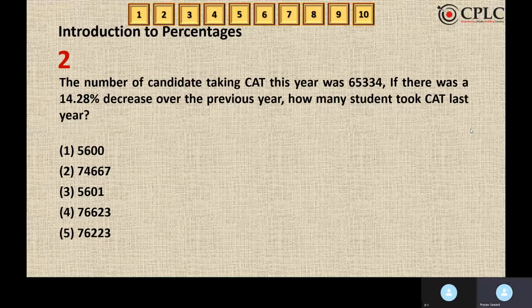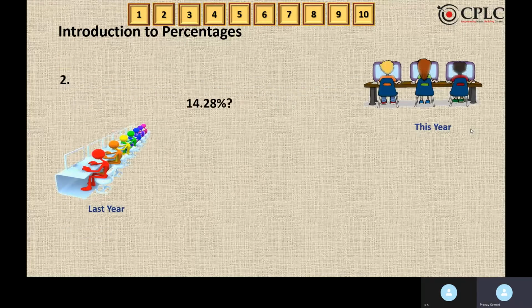Now let's solve this question by using the method of parts. 14.28% is 1 by 7. It's a decrease, so we will subtract 7 minus 1. 7 minus 1 is 6. Now you just have to figure out 7 refers to which year and 6 refers to which year. 7 would obviously refer to previous year, because in previous year there was a value, then it got decreased by 14.28%, and we arrived at 6. So 7 refers to previous year and 6 refers to this year.